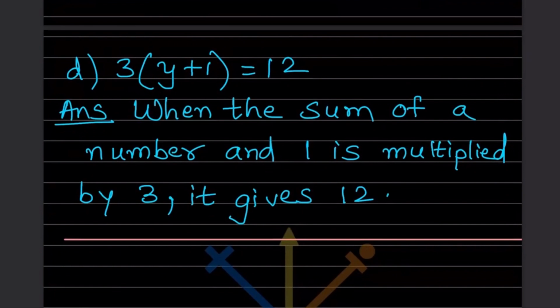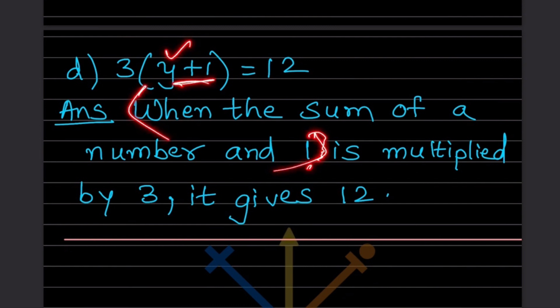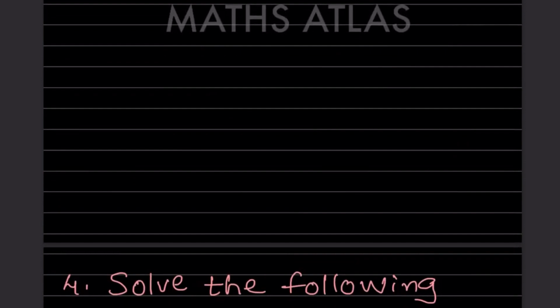Now here 3 into y plus 1 is equal to 12. So now look at here. Just keep this to the side first, okay? Y plus 1. So what is this? Sum, right? Sum of a number, this is a number, and 1, for this bracket. When the sum of a number and 1 is multiplied, because this is multiplied, right? Is multiplied by 3. Hope you got it. Is equal to 12 means you can either write is 12 or it gives 12. Okay, now let us go for the next question.